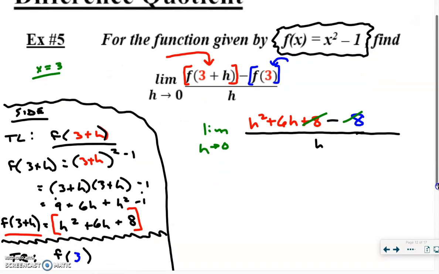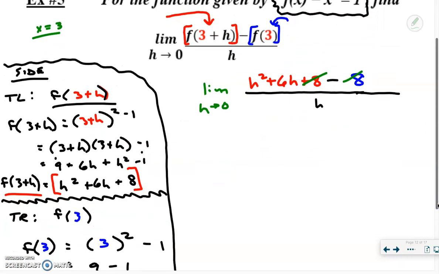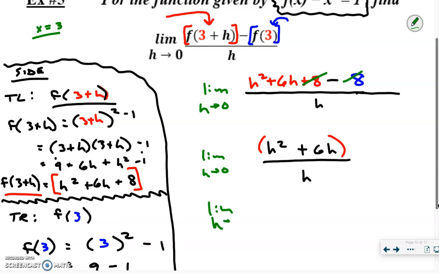So now my numerator, let me write this up. I'm still finding the limit as h approaches 0. Don't want to lose that. But my numerator is going to be h squared plus 6h over the denominator h. Oh, 8 subtracted out. Now can I use direct substitution? Still no. But what can I factor out of the numerator? Factor an h out of the numerator. Good. So the limit as h approaches 0 of, when I factor the h out of the numerator, that's going to leave me with h plus 6 all over h.